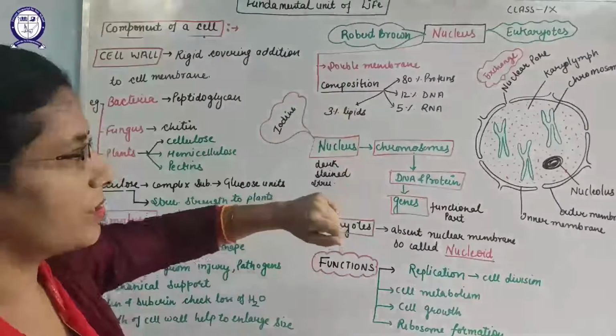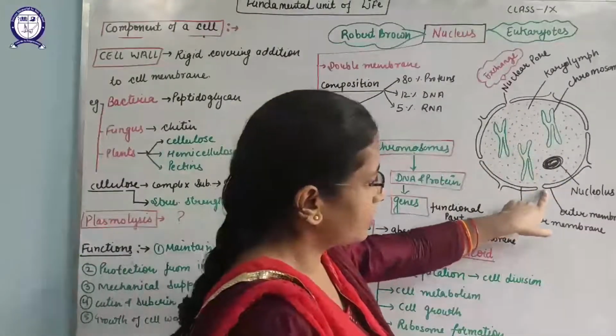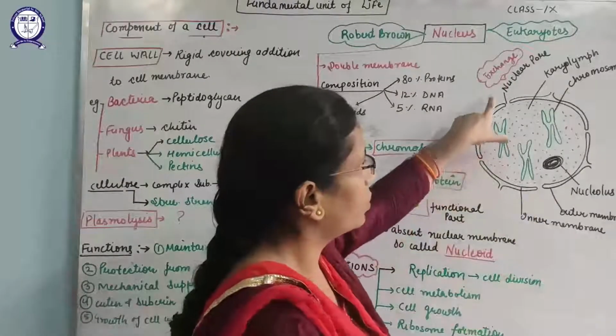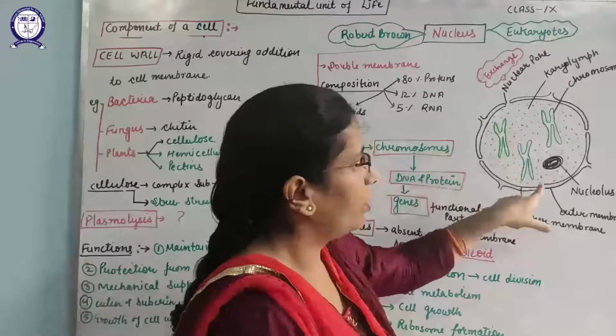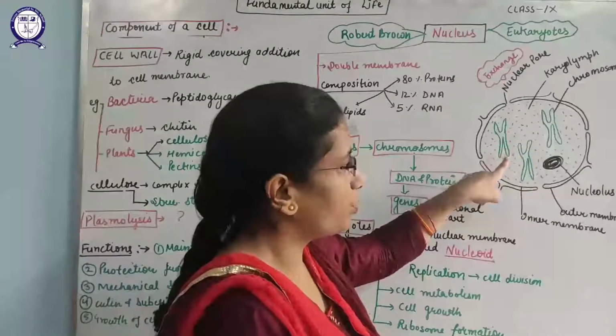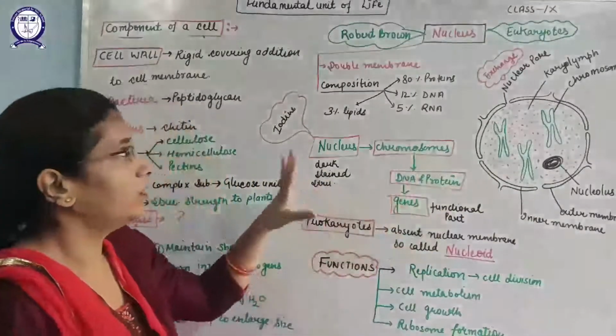We can discuss the structure also. The nucleus is a double membrane bound structure. I have made a double membrane. This is the outer membrane, this is the inner membrane. These are the nuclear pores, and this is the karyolymph, the nucleoplasm. Inside the nuclear membrane, these are the chromosomes and the nucleolus. So this is the structure of the nucleus.